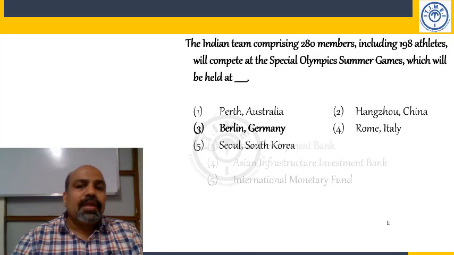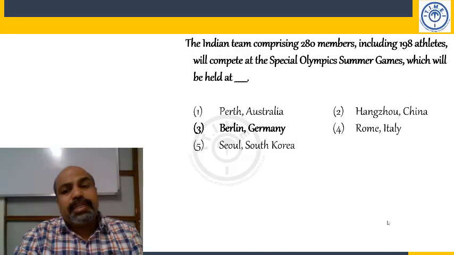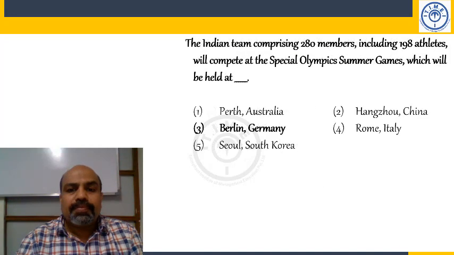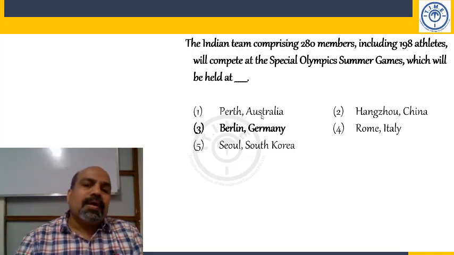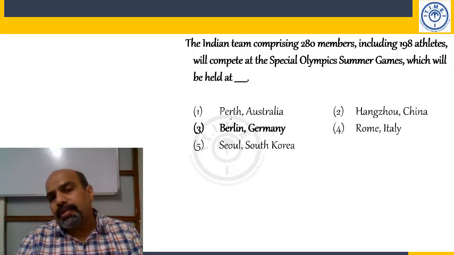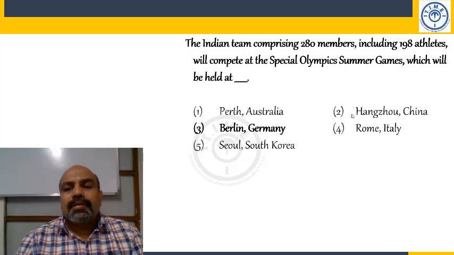Hey, by the way, this is for 2023. 2027 will be held at Perth. This is Perth. Perth is in Australia, on the west coast of Australia. 2027. Special Olympic Summer Games. Then look at choice 2. Hangzhou.